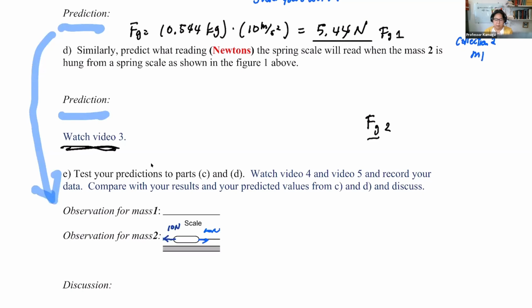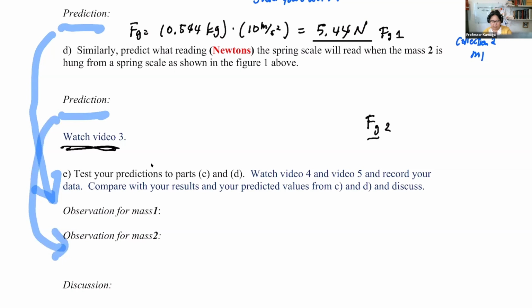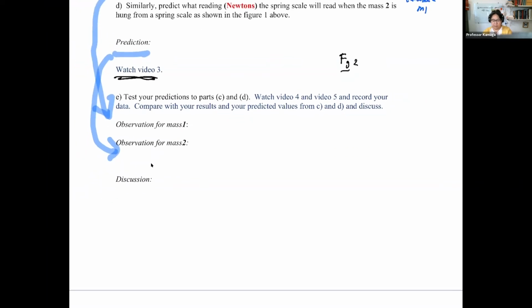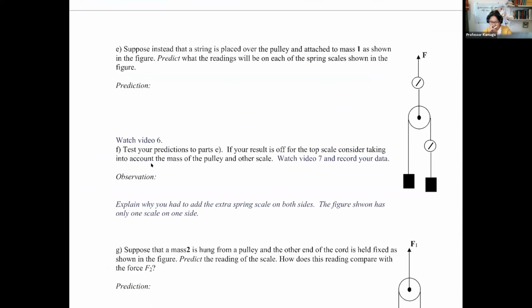Oops, don't know why that came here. And prediction here, and then make a discussion. Next one, it's pretty straightforward.